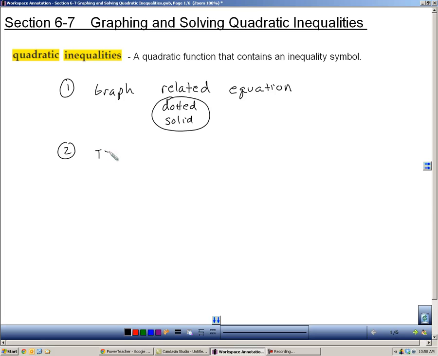Step 2, you're going to test a point, and you find out if that point's in the true area or the false area, and then step 3, you determine shading.